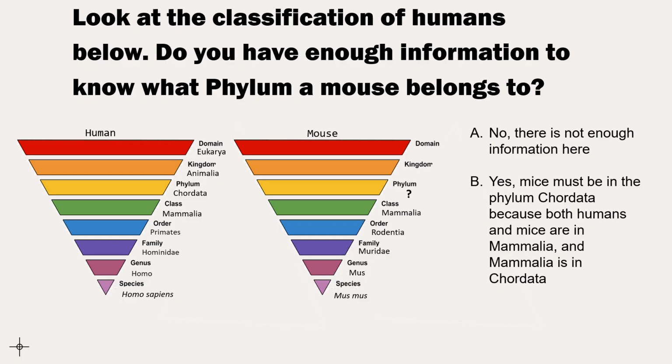Now take a look at this question from participation assignment 2. You know from looking at the hierarchy here that humans are in the genus and species Homo sapiens. The genus Homo is in the family Hominidae. All hominids are in the order Primates. All primates are in the class Mammalia. All mammals are in the phylum Chordata. All chordates are animals, and all animals are in the domain Eukarya. If you know that mice are also in the class Mammalia, does that tell you which phylum they belong to? Pause the video and answer this question now.